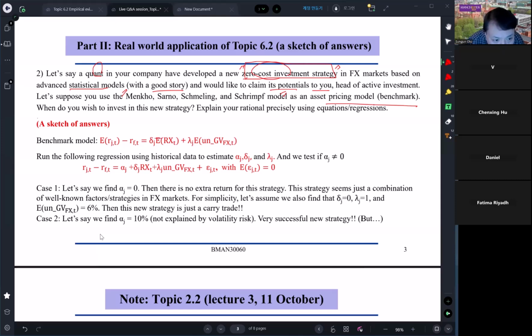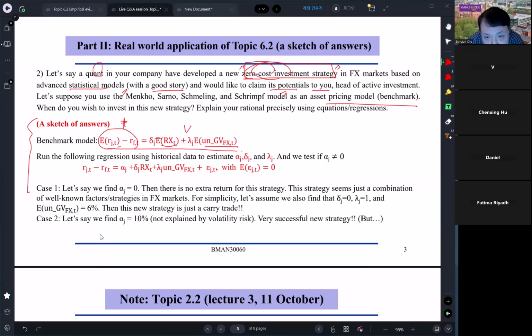A sketch of answers. This looks almost the same as the review slide I just mentioned, and we also talked about very similar things when I explained the topic 5 practice questions. Anyway, the benchmark here is this one. Any excess return from implementing a currency strategy, if you get a plus return, that's the risk premium related to the average FX movement and the global volatility. So how do we know whether this new zero cost investment strategy is profitable in terms of this model?